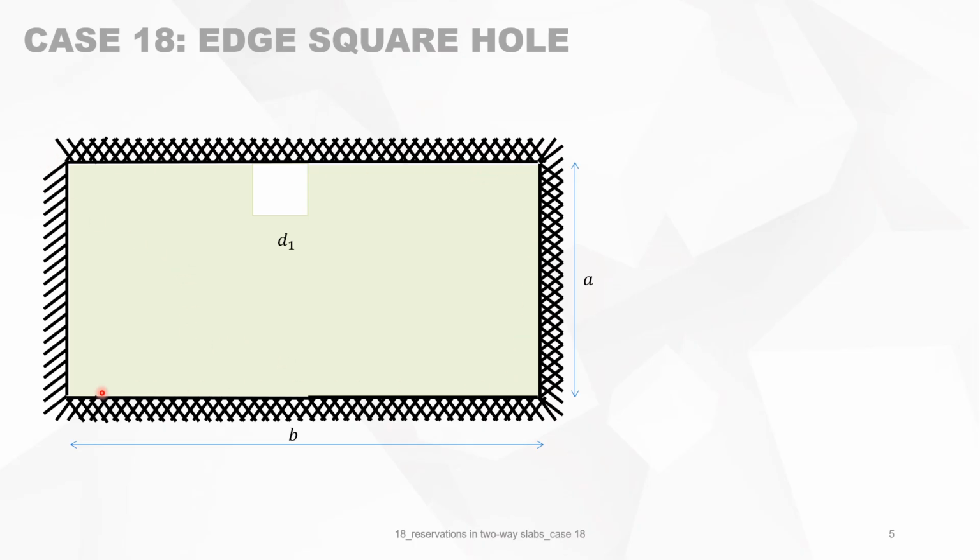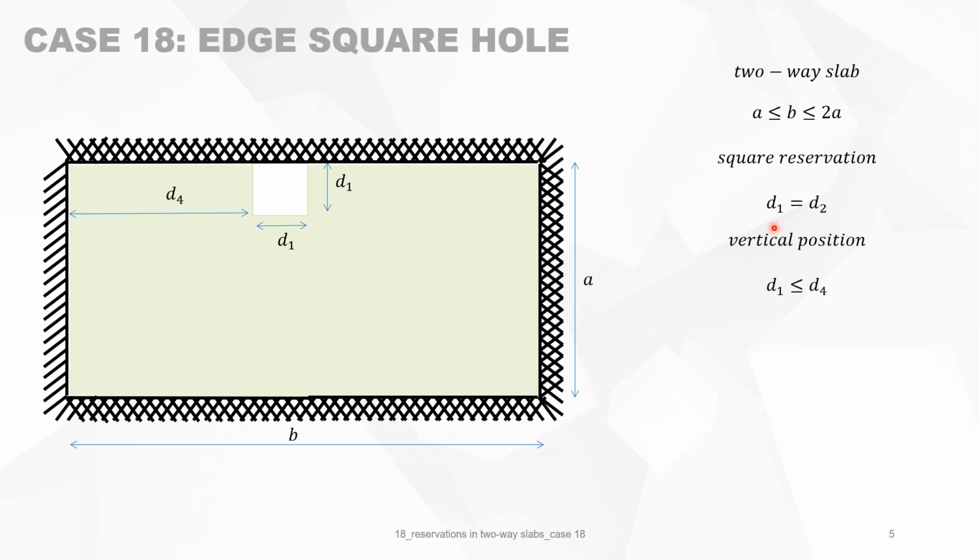We have a rectangular concrete slab with a square hole in it on the top of the slab. The position is D4 and the size is D1. It's a two-way slab, so B is between A and 2A. Square reservation, D1 is equal to D2. And the vertical position, D1, but smaller than D4. And it's at the edge, so it means that D3 is 0.